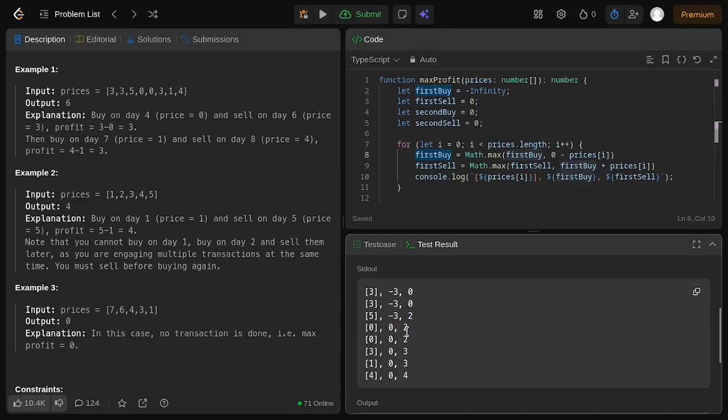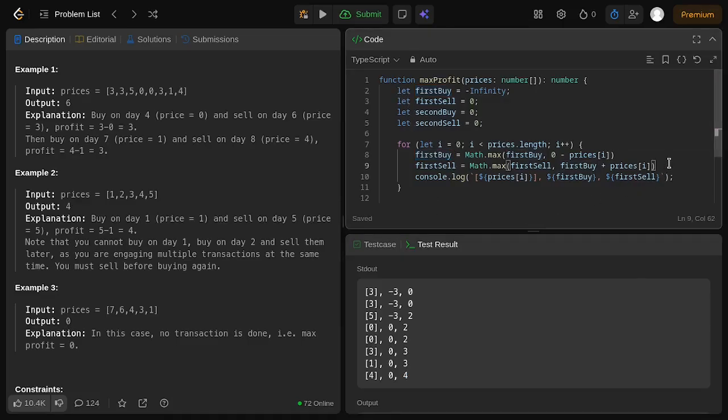And as we go through the iteration, or the traverse, we will still be taking note of the least buying value, with the first buy staying at 0 right here, and then another maximum value of the selling on the first sell, which is the 4 right here. Then we get the maximum profit possible on the first sell of the entire array right here.